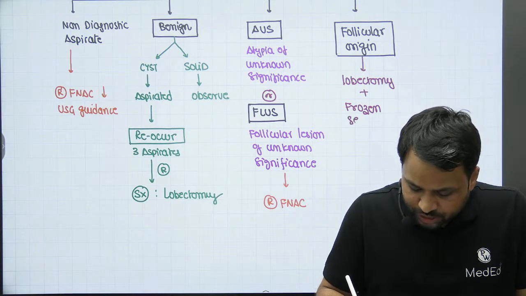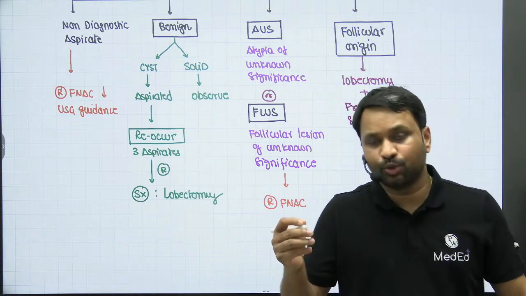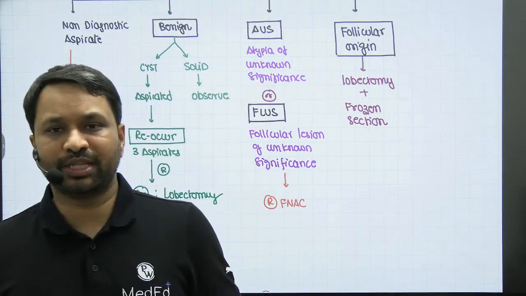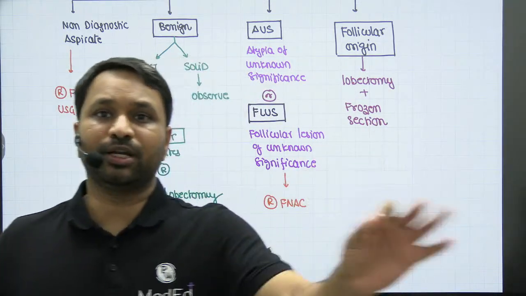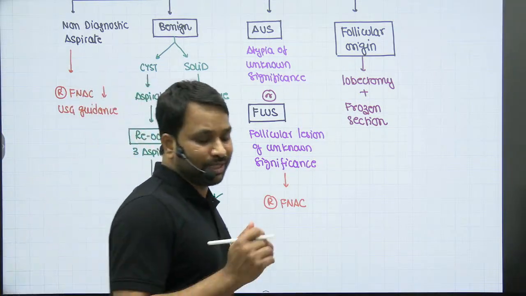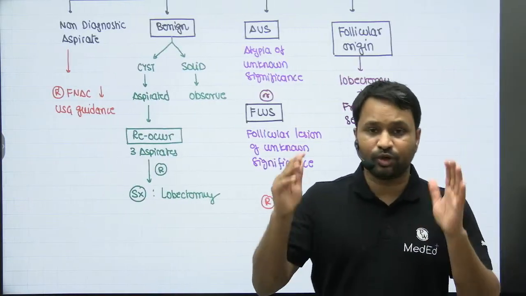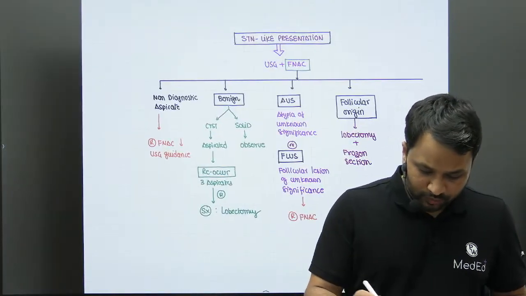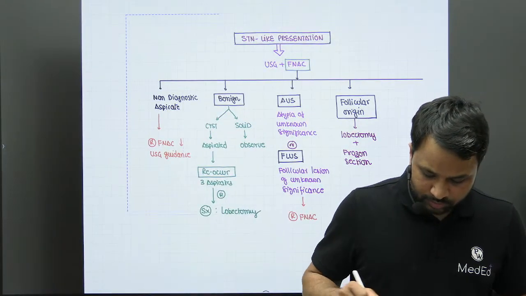Now frozen section is an on-table biopsy. You give the specimen to the pathologist, who makes the section in the OT itself and gives you a report on whether it is benign or malignant. If it is benign, close and come. If it is malignant, do a completion thyroidectomy. This is what your follicular origin is going to tell you about.